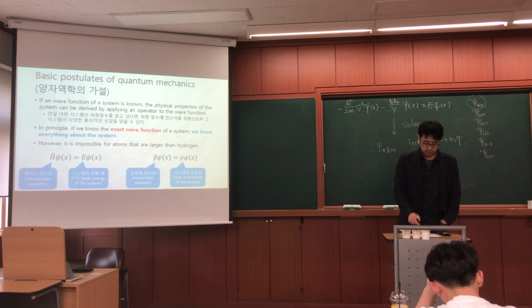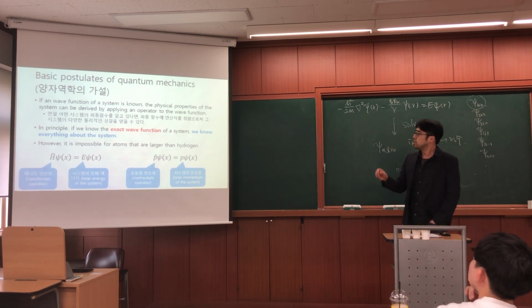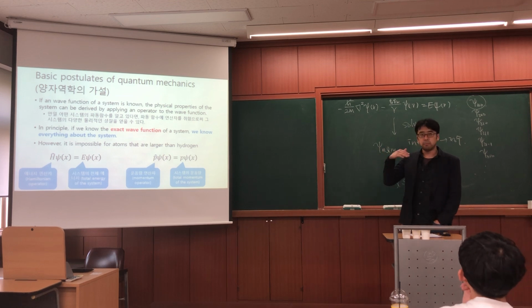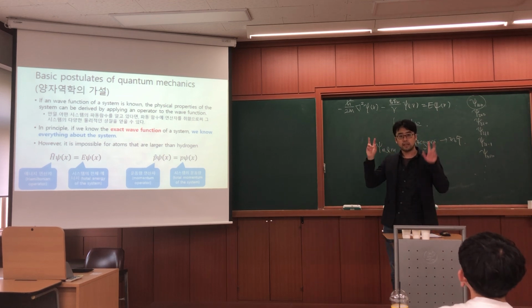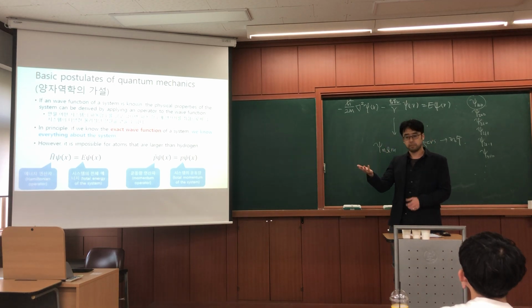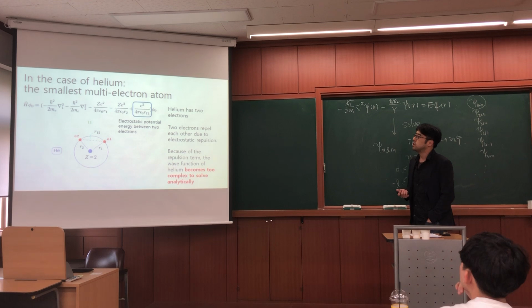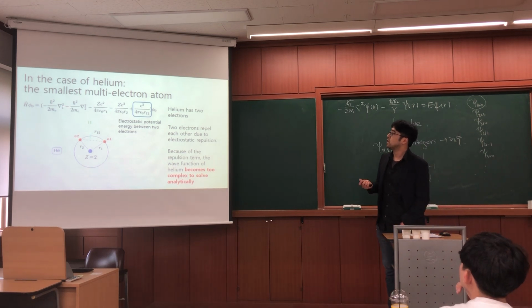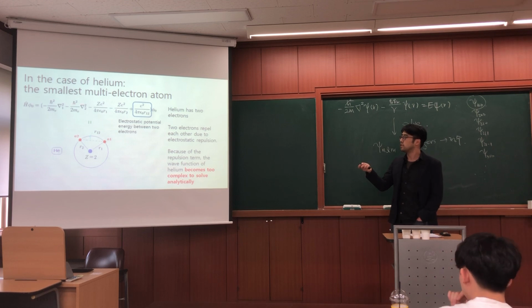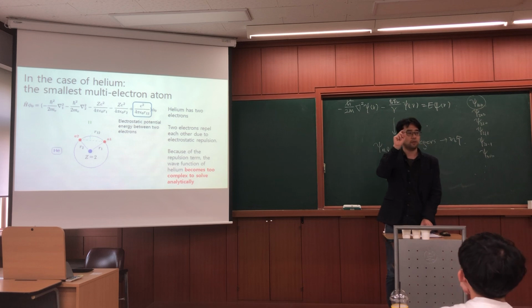But unfortunately, it is generally impossible to get the exact wave function of a system. Let's look at one simple example, the case of helium. The atomic number of helium is 2, right? We can say that it is the smallest multi-electron atom. It has only one more electron than hydrogen.